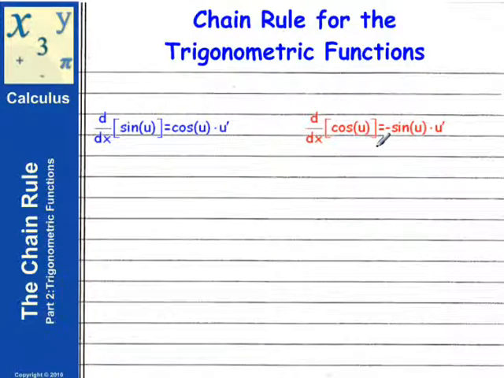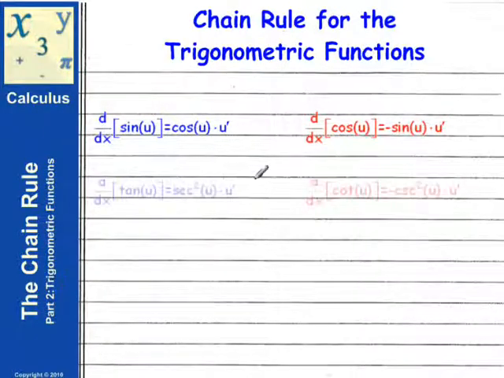Similarly, the derivative of the cosine function normally is negative sine. So the derivative of cosine of u with respect to x, assuming u is some expression in x, is negative sine u, just like the regular derivative would be, but times u prime to satisfy the chain rule portion of what we're doing.